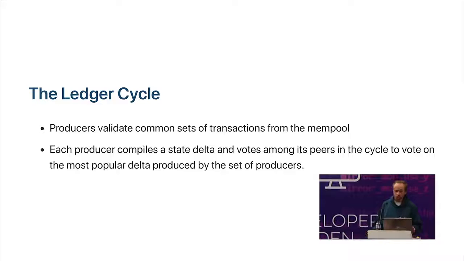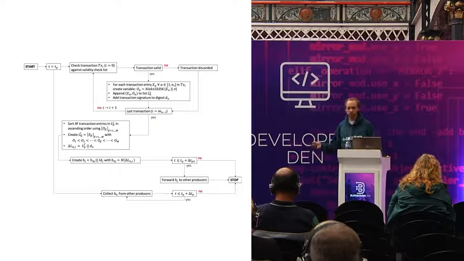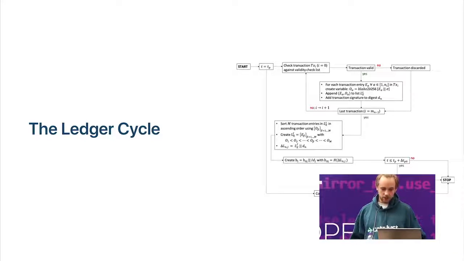So I talked about the ledger cycle and how producers have to validate a common set of transactions from the mempool, and each producer compiles a state delta and votes among its peers in that cycle on the most popular delta produced by that set of producers. So this is a more complex view of what our ledger cycle update looks like. You can see here we went through creating a transaction, broadcasting it, validating it against our rules, and then the nodes producing that vote of a delta state update.